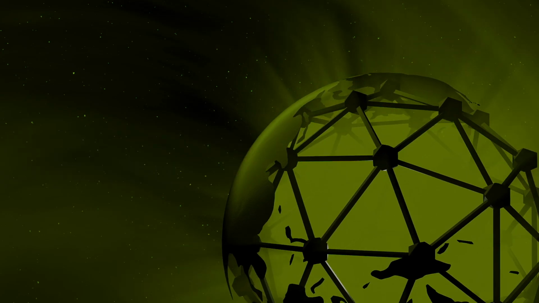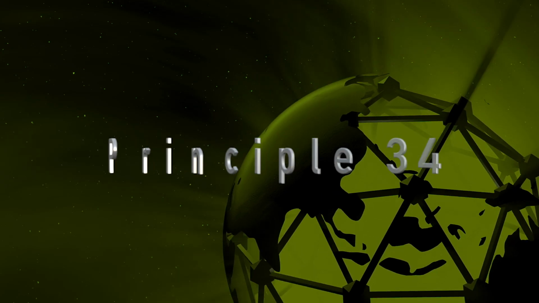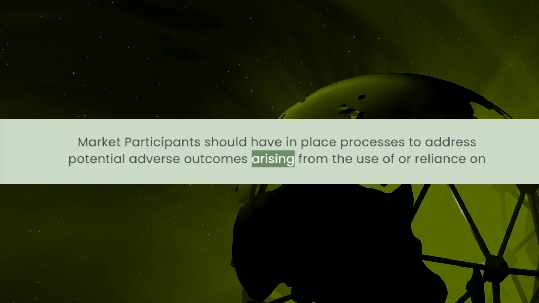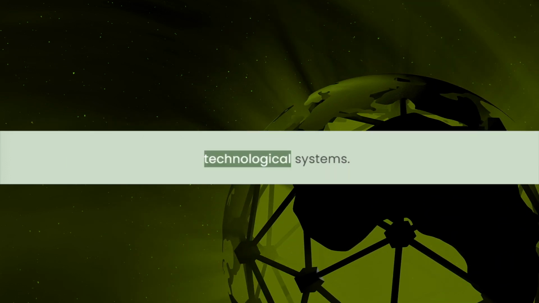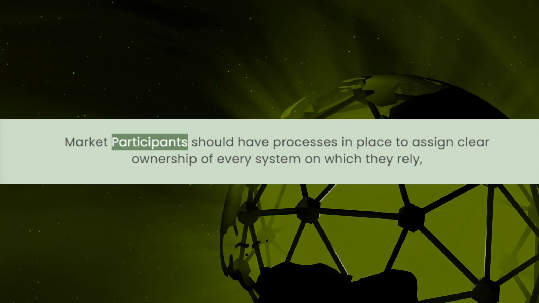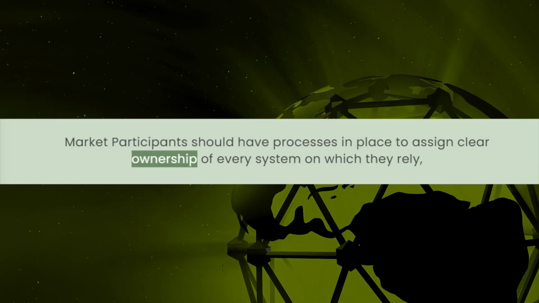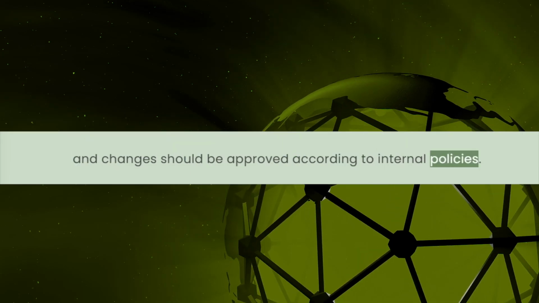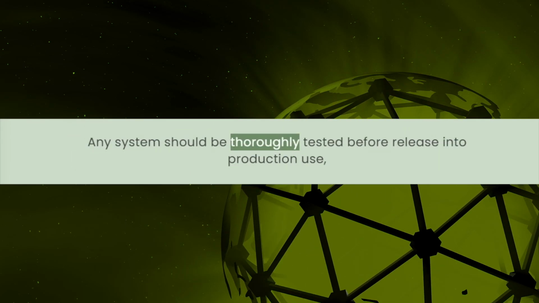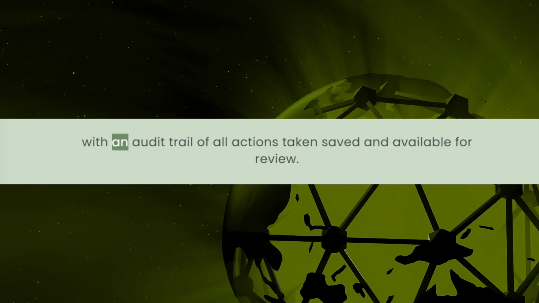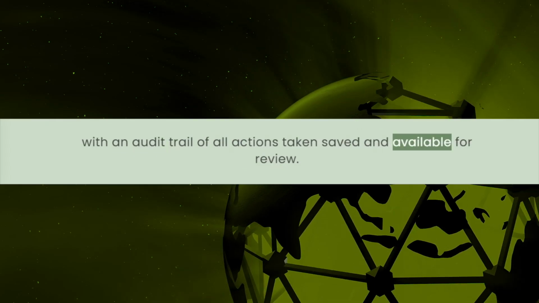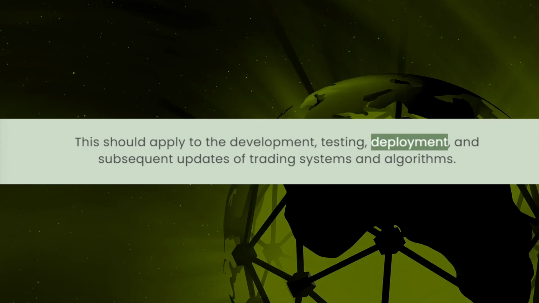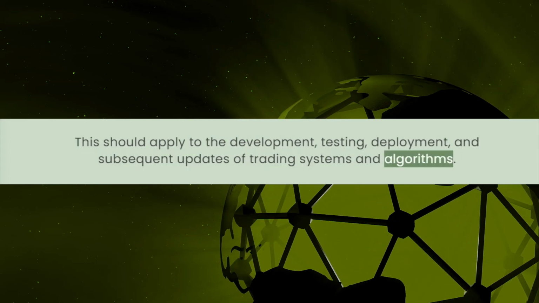Technology risk. Principle 34. Market participants should have in place processes to address potential adverse outcomes arising from the use of or reliance on technological systems. Market participants should have processes in place to assign clear ownership of every system on which they rely, and changes should be approved according to internal policies. Any system should be thoroughly tested before release into production use, with an audit trail of all actions taken saved and available for review. This should apply to the development, testing, deployment, and subsequent updates of trading systems and algorithms.